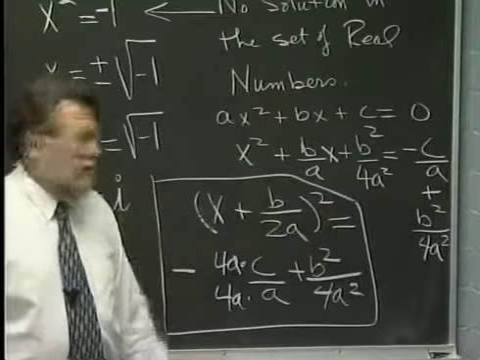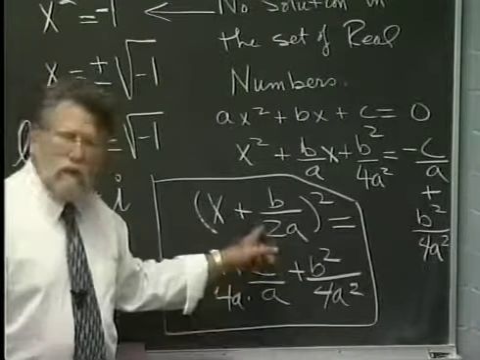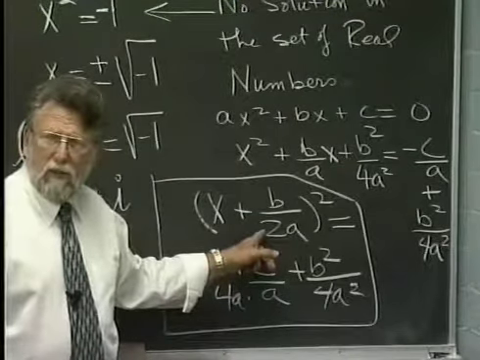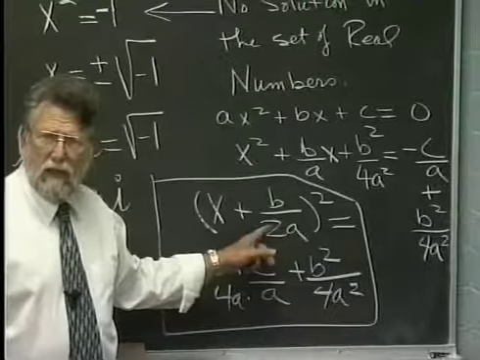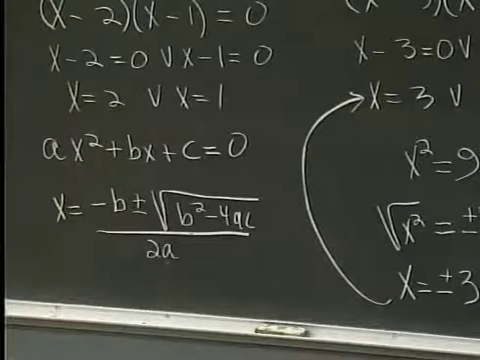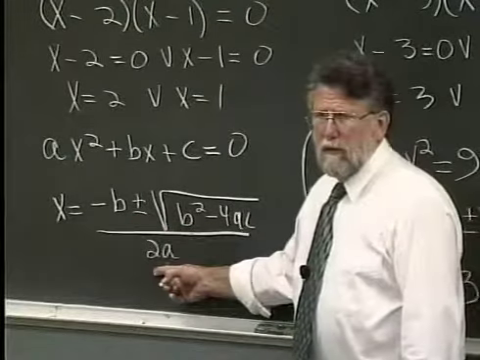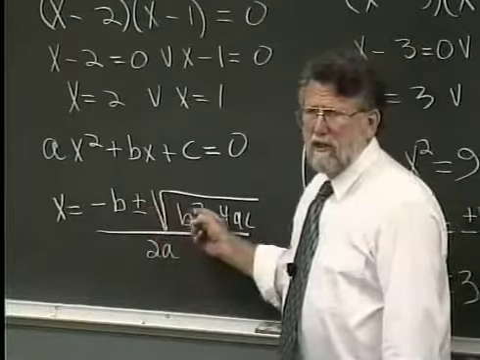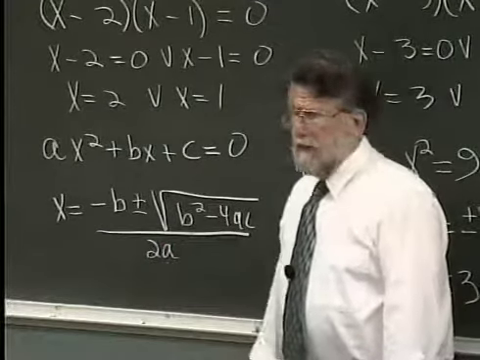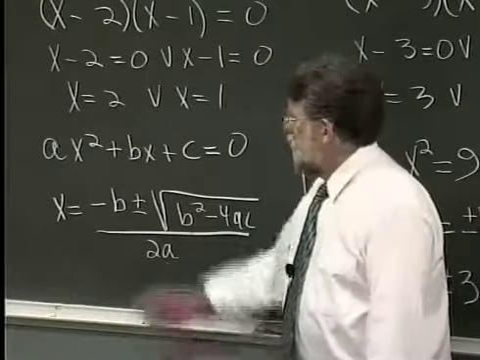You've taken the square root of both sides. When you subtract b over 2a from both sides, you're going to get what we have on the right side of the board. This is minus b over 2a plus or minus the square root of b squared minus 4ac over 2a. This formula comes out of completing the square of this general equation.